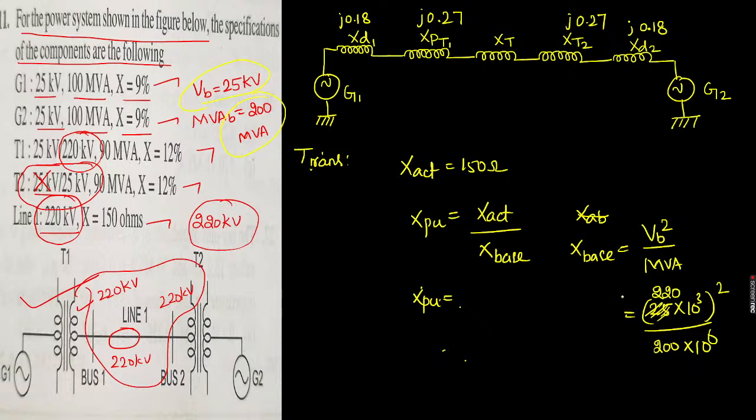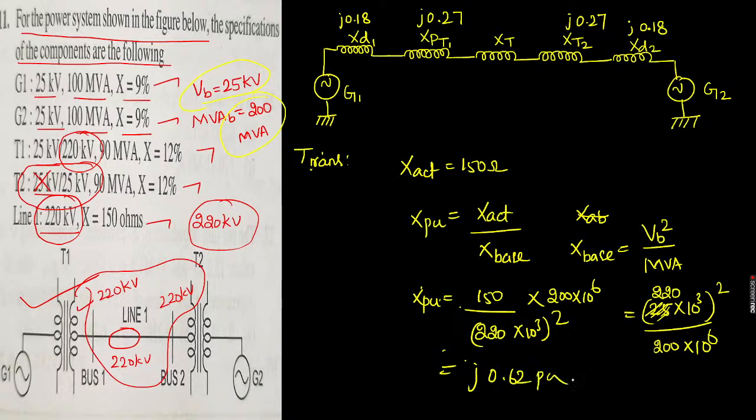So what will be the answer now? If you want to calculate the per unit reactance, the formula is: per unit value is equal to actual value divided by base impedance, with 220 into 10 power 3 whole square, and the 200 will appear in the numerator. Now if you reduce this expression, I am getting J 0.62 per unit. Finally, we got the value. This is going to be J 0.62 per unit.